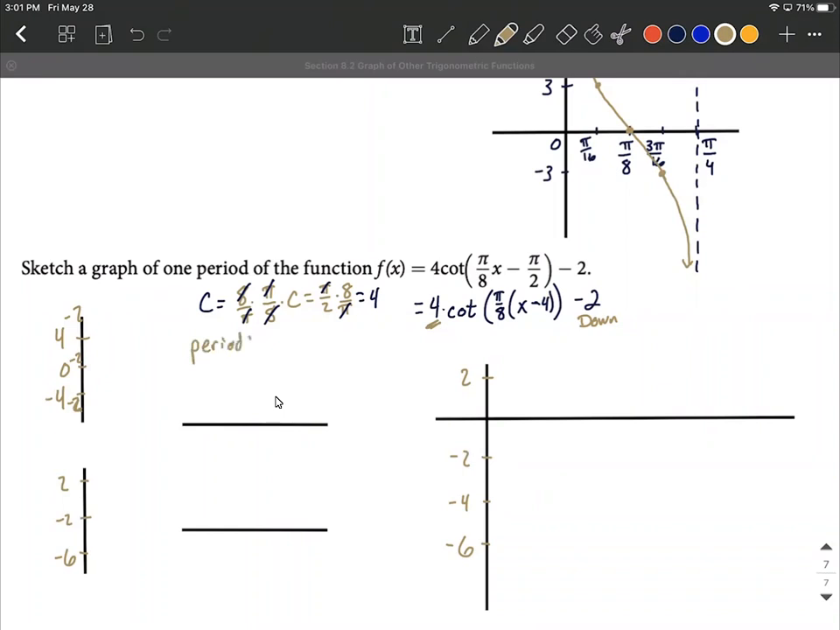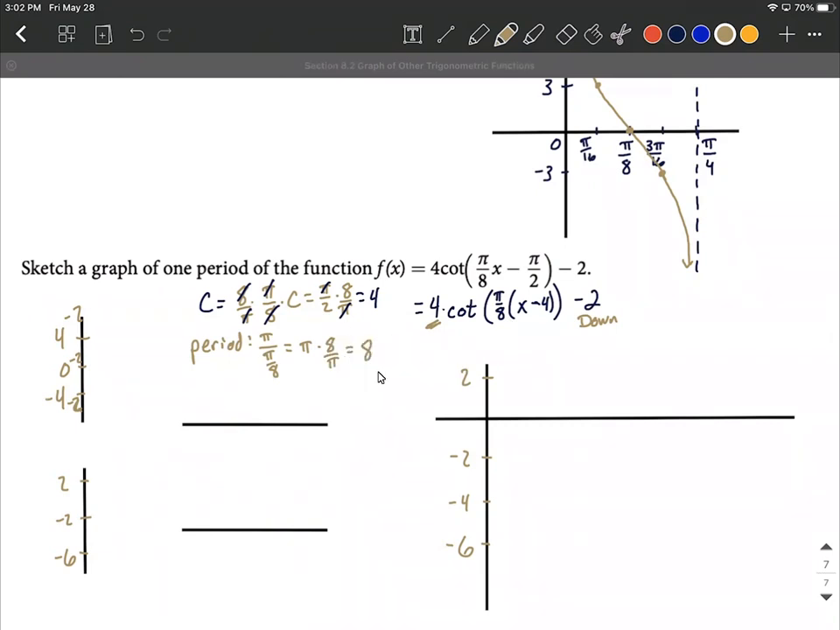Now, typically the period for cotangent is going to be pi. But then what we want to do is divide that by any multiple that we have on the inside here. So the original period for cotangent divided by this multiple. So we're going to go pi divided by pi over 8, which is equivalent to pi, copy down the numerator, and then multiply by the reciprocal. So I'm going to take the pi over 8, and I'm going to flip it upside down, use its reciprocal. That's going to be 8 over pi, which reduces down just to be 8.